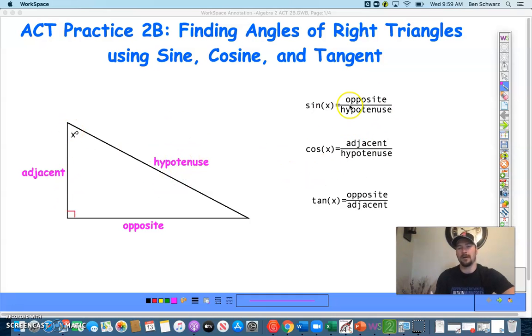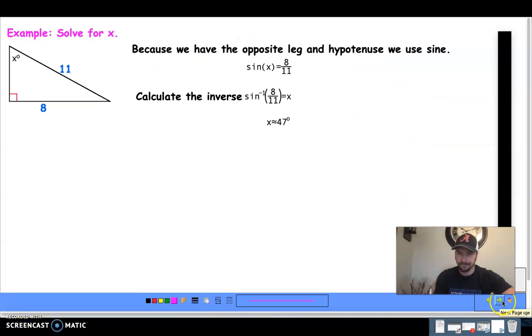So remember we have our ratios, sine being opposite over hypotenuse, cosine adjacent over hypotenuse, and tangent opposite over adjacent, which if you make an acronym again is SO for sine, CA for cosine, and TOA for tangent. So yeah, finding angles. Let's get right into it.